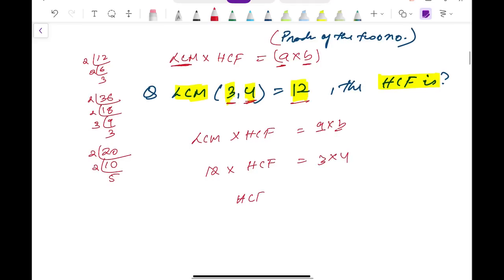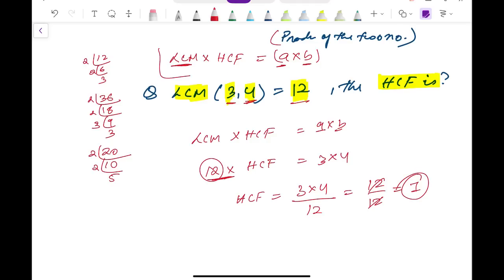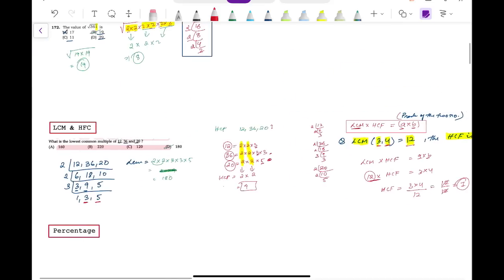So what do we have here? HCF is nothing but 3 into 4 divided by, if this number is transferred to the other side, it will go into the denominator because it's in multiplication here. So 3 4s are 12 divided by 12. So which means our answer here is 1. HCF is 1. So this relation is important. Remember this. So that is L.C.M and H.C.F. Now let's go to percentage.